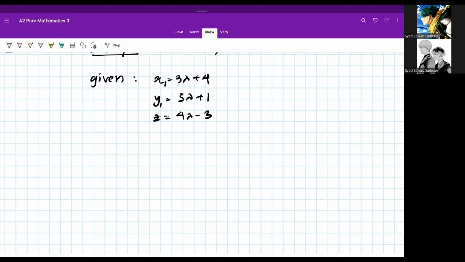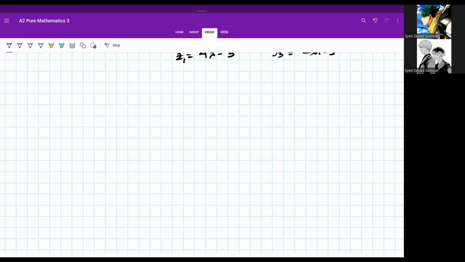x1, y1, z1. x2 is equal to mu plus 1, y2 is equal to mu plus 4, and z2 is equal to 2 mu plus 5. Now we can say x is equal to x, 3 lambda plus 4 is equal to mu plus 1, so mu is equal to 3 lambda plus 3.